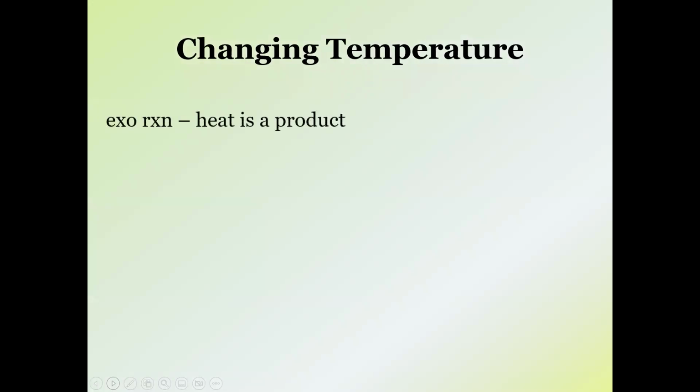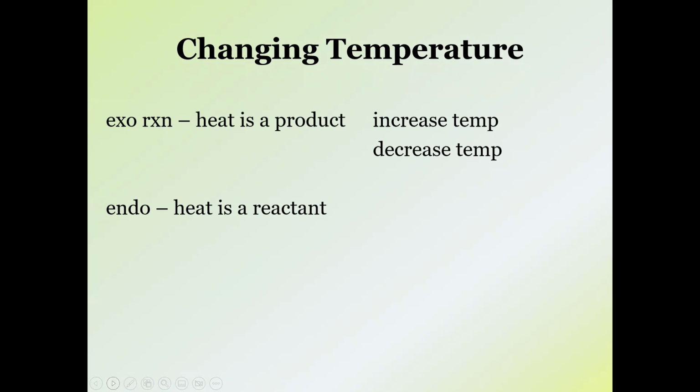So remember we said exothermic reactions, heat is a product. Endothermic reactions, heat is a reactant. And like we said, it always goes to the opposite side. So if we increase the temperature in an exothermic reaction where heat is a product, it shifts towards the reactants. If we decrease temperature, it shifts to replace that heat and shifts towards the products. And the opposite is true for endothermic. They flip directions because the heat is on different parts of the equation.